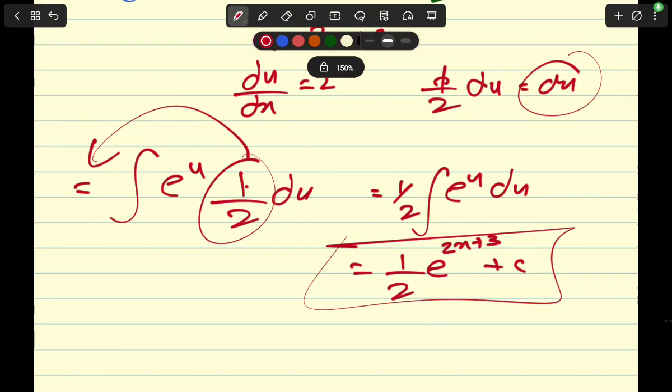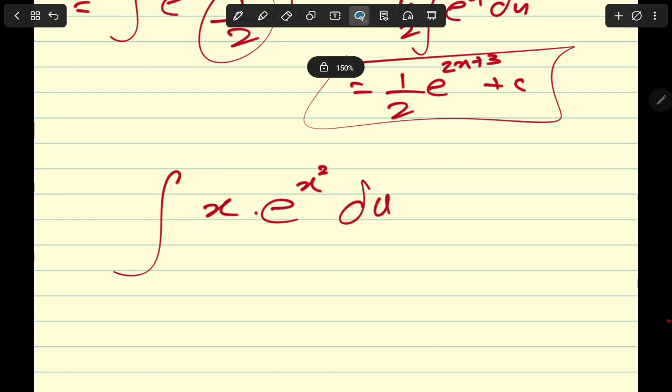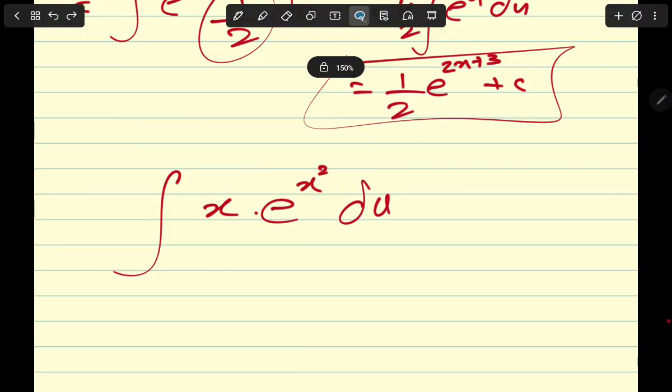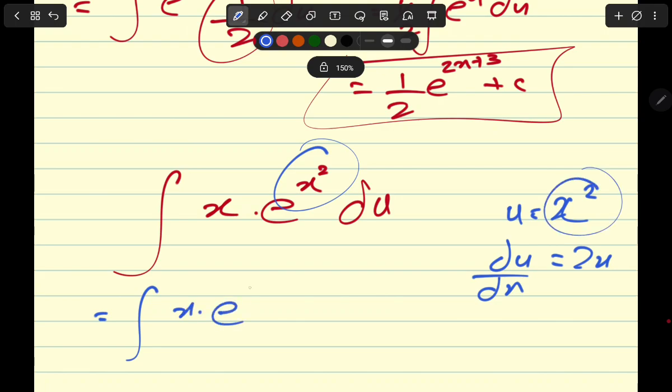Okay, now let's try to do the question that I put up in my stories. Let's say that you have x times exponential to the power of x squared dx. Now you can see that the differential of the function in the exponent is already present here, or something of that sort is present here, right? So I can substitute this. So u is equal to x squared, and du by dx is going to be equal to 2x. And now this becomes x times e^(x squared). x squared is u, so e to the power of u.